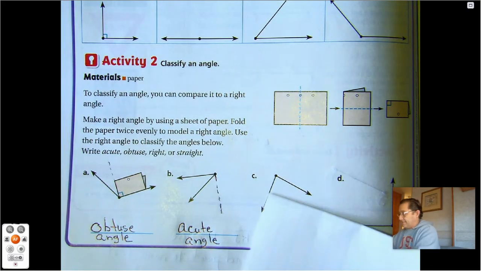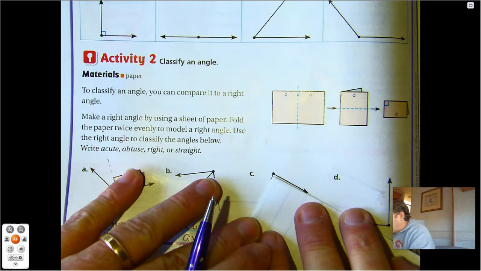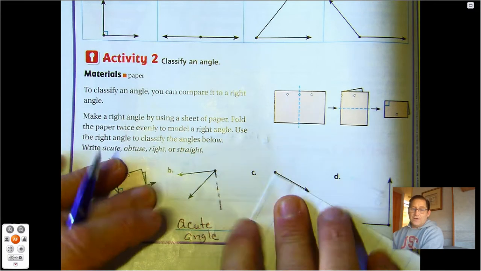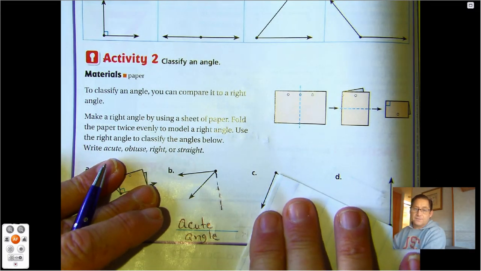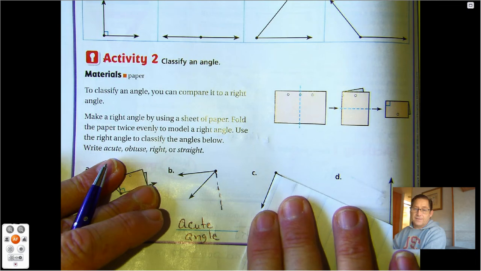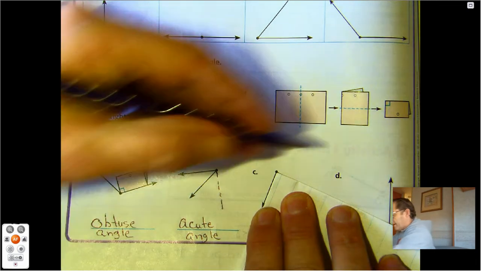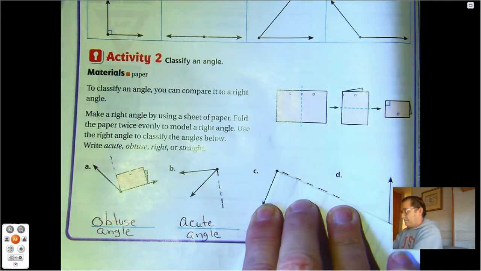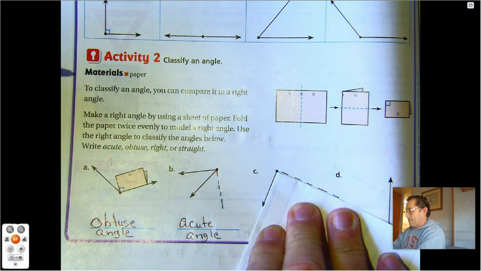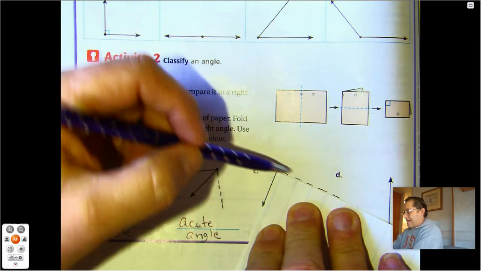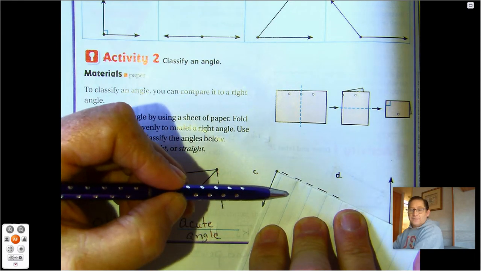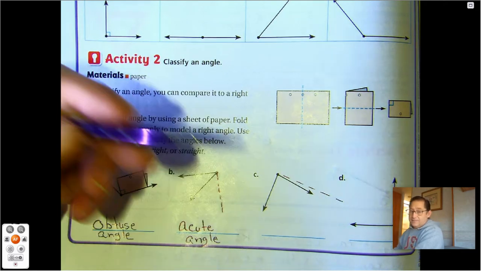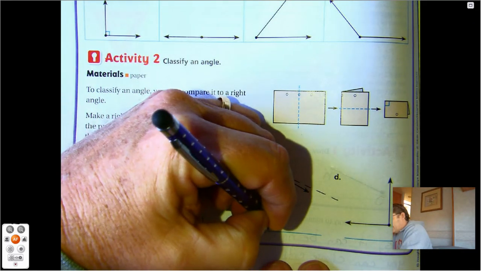Okay, so C, find the corner, match up the edge of your paper with one of the rays. You can go either way. I could choose this ray. It doesn't matter. All right, and then if again I was to draw the rest of the right angle, it would be right there. I can't see this other ray, so it has to be less than a right angle. It's close to a right angle, but it's still less. So this is an acute angle.